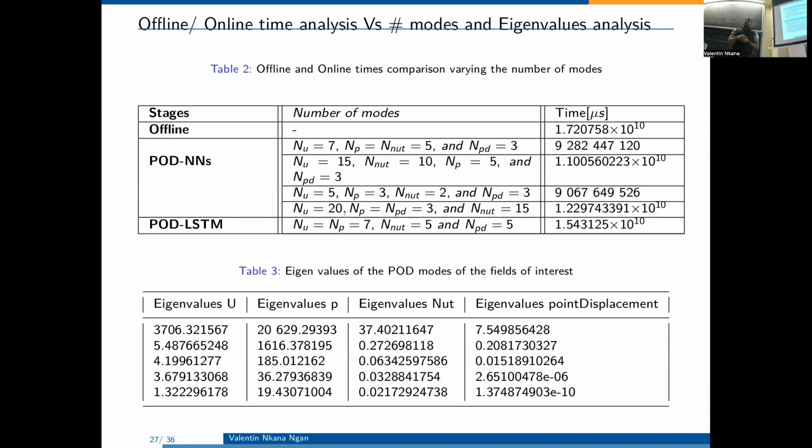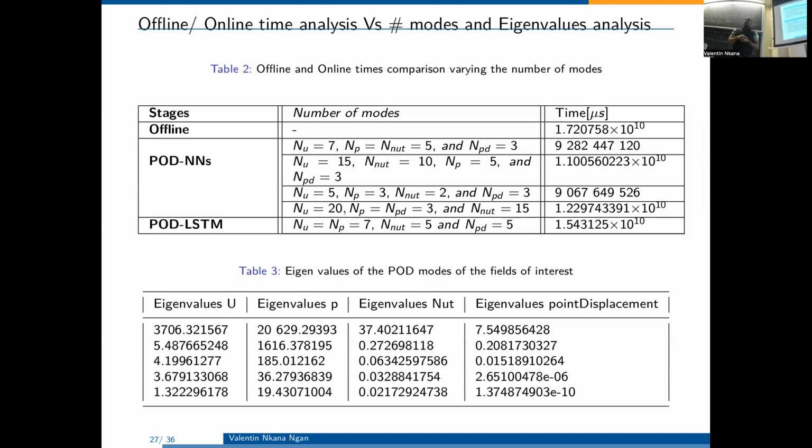So here, this table also requires the time that we have when you compare with the time coming from the full order problem. And you can see the more you reduce the number of modes, the more you can reduce the time. But in the POD LSTM, you can see that the time is more or less close to the full one. This can be caused by the structure of the LSTM model itself.